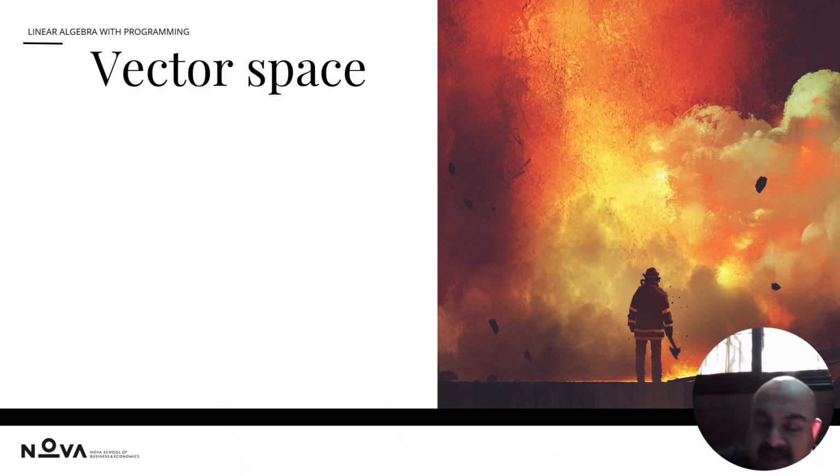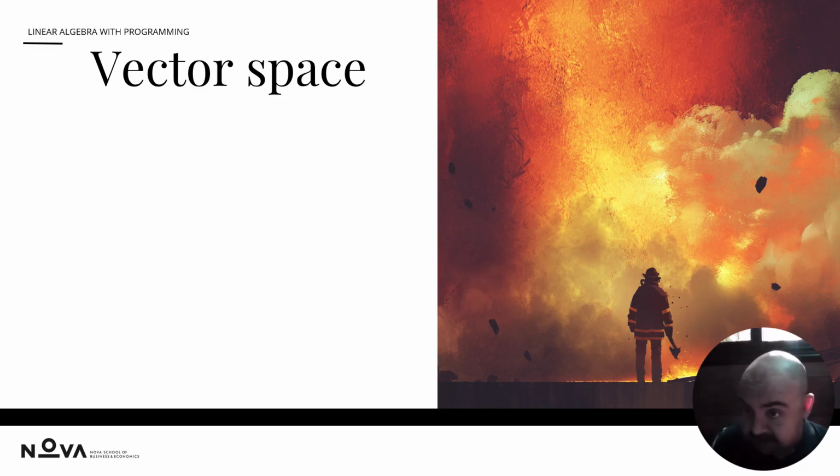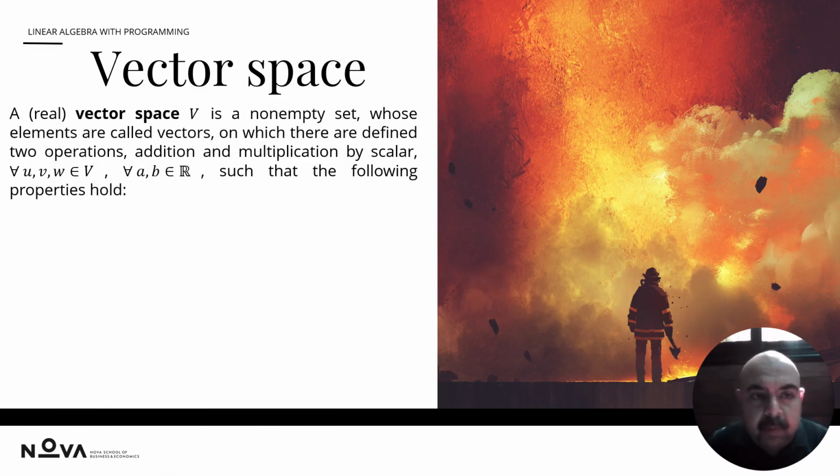First of all, what's a vector space? We mean by a vector space a collection. It's a collection of vectors or objects under two main operations, the addition and the multiplication by scalar. This definition is already written in this slide.